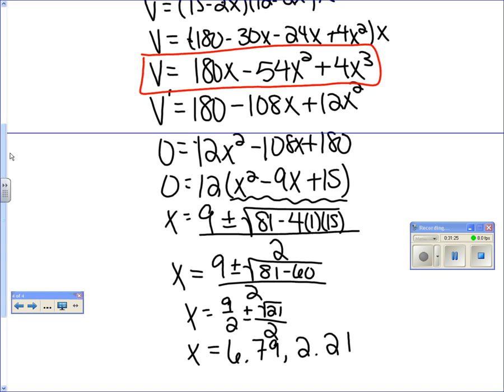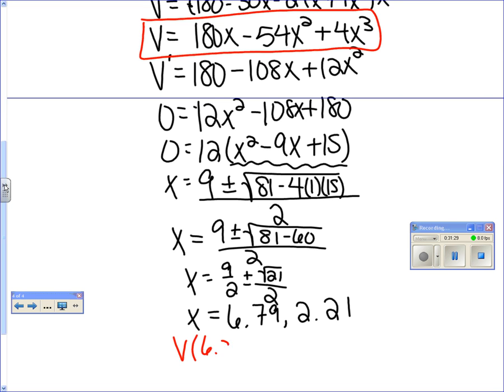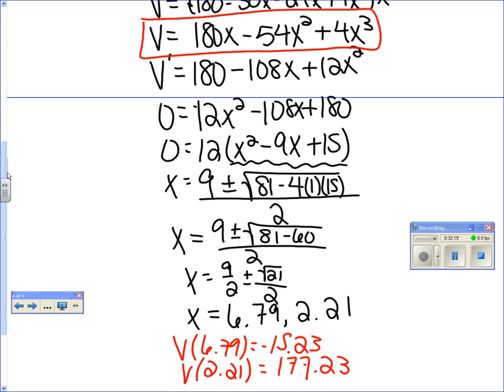Okay, what did you get when you plugged in the 6 point whatever? Is volume supposed to be negative? So we're going to use the 2.21. Why? Well, you don't know. It could not work too, I guess. Oh. Okay. And if you do the volume of the 2.21, what do you get? You agree? Okay. So that is our max volume, right? 177.23.